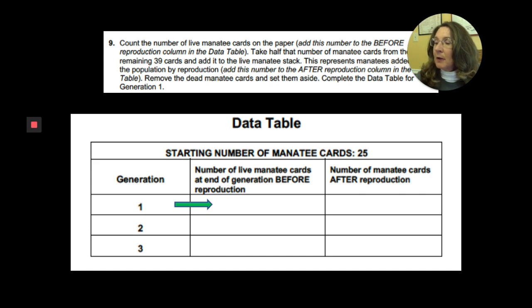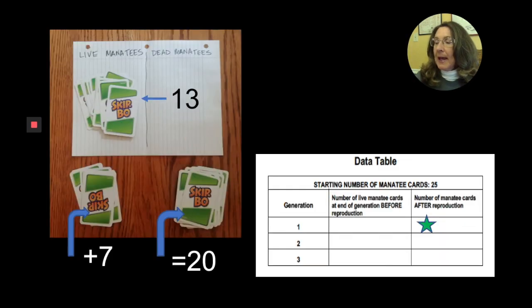Divide the number of live cards now by 2 and count out that many cards from the leftover cards in the original stack. If you end up with a fraction, round up. For example, when I did the activity, I had 13 cards in the live stack after the first round. 13 divided by 2 is 6.5, but you can't have 0.5 of a card. So I'm going to round up to 7 new cards.